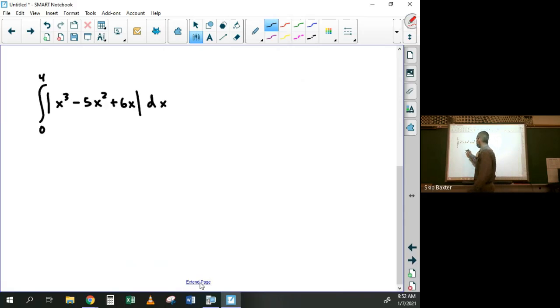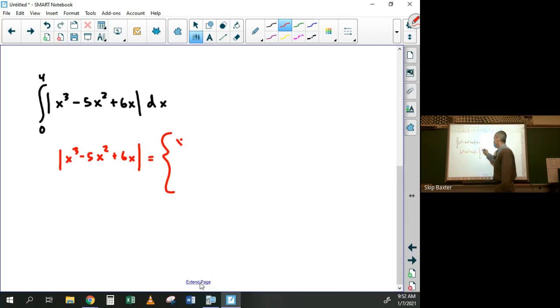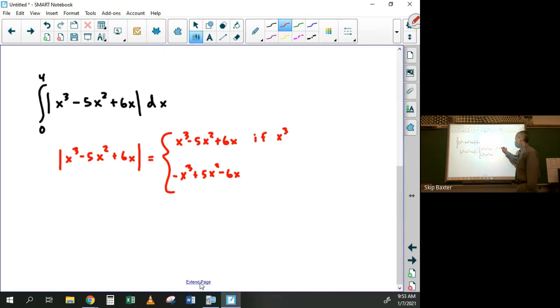So you would say the absolute value of x cubed minus 5x squared plus 6x is either x cubed minus 5x squared plus 6x, or it's negative x cubed plus 5x squared minus 6x. It's one of those two things. It's the top one if x cubed minus 5x squared plus 6x is greater than or equal to 0, and it's the bottom one if it is less than 0. Everybody cool with that? Now let's solve this inequality.